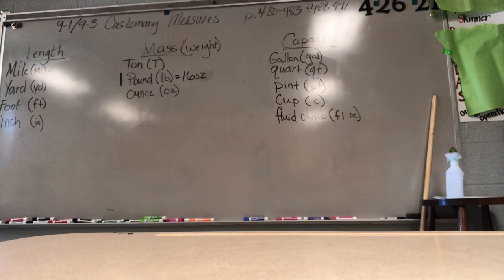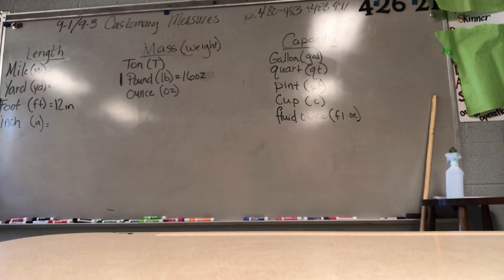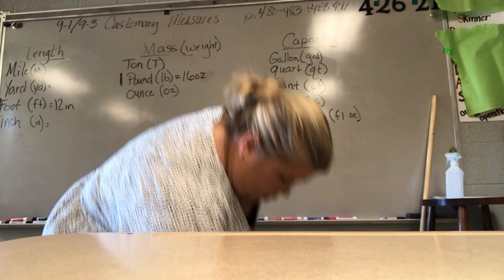488. Now, how many cups are in a pint? We're going to talk about it, we're going to get there, but not just yet. Let's start with inches. How many inches are in 1 foot? 12. There are 12 inches in 1 foot. So in this ruler, there are 12 inches.